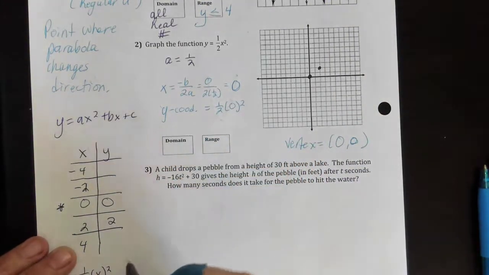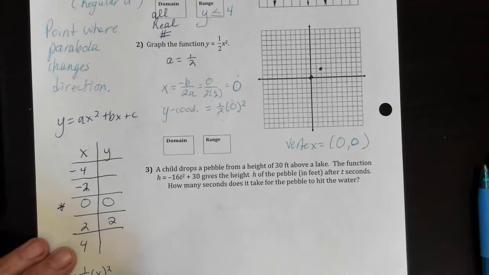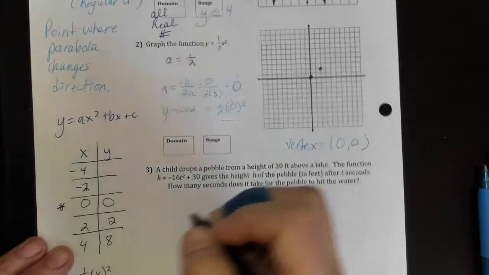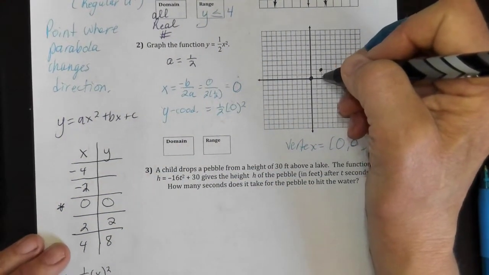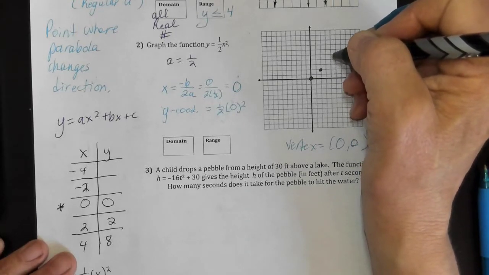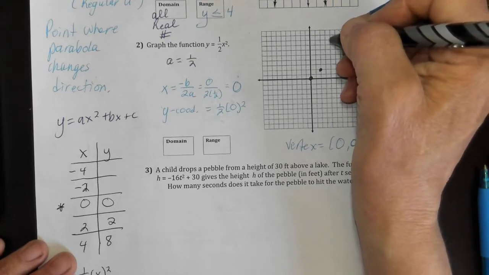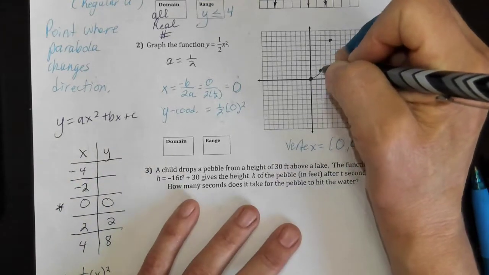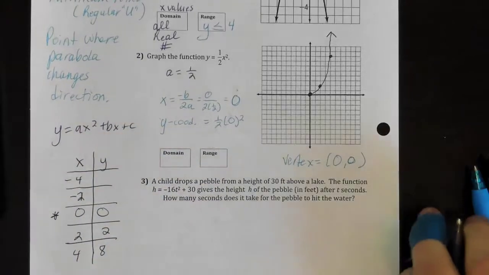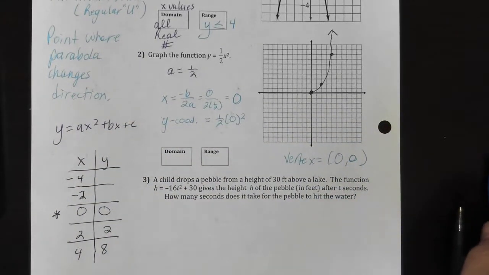4 squared is 16. Remember, order of operations, exponents before you multiply. 16 split in half is 8. So I'm going to go 1, 2, 3, 4 spots over, and 1, 2, 3, 4, 5, 6, 7, 8 spots up. And I'm going to connect it as nicely and smoothly as I can and draw an arrow. I have half of my parabola completed right now.